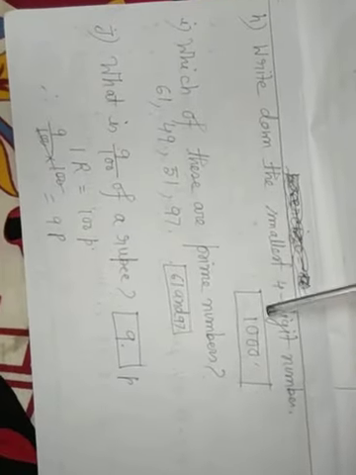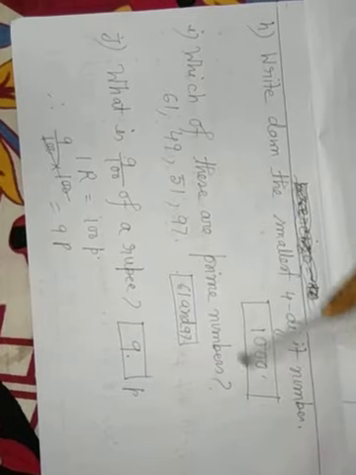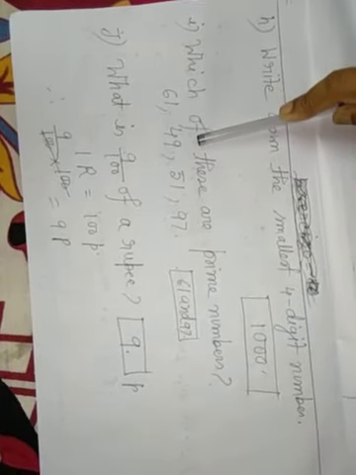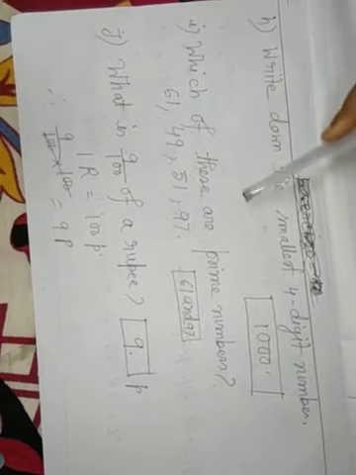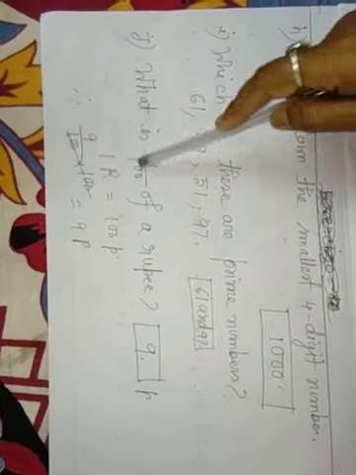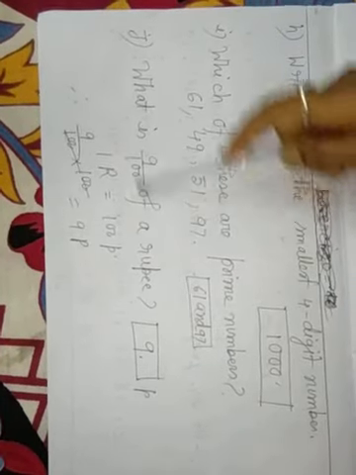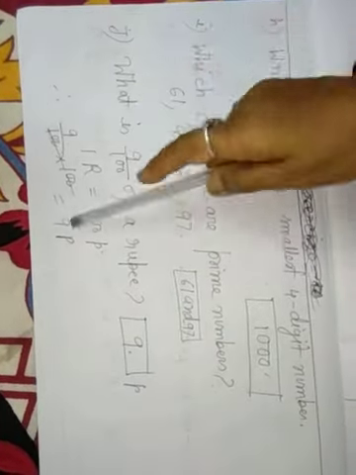H. Write down the smallest 4-digit number: 1000. I. Which of these are prime numbers? 61, 49, 51, 97. Among these 4 numbers, the prime numbers are 61 and 97. J. What is 9 by 100 of a rupee? 1 rupee equal to 100 paisa. So 9 by 100 into 100 is 9 paisa.